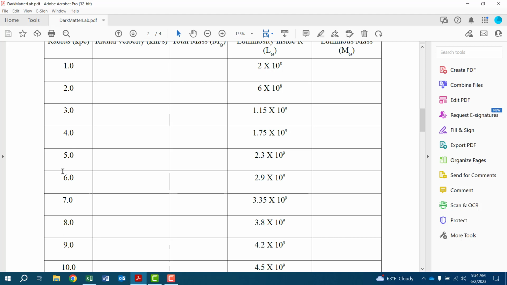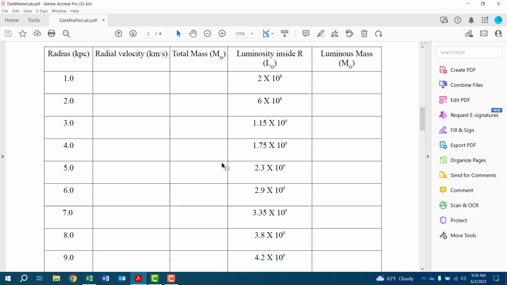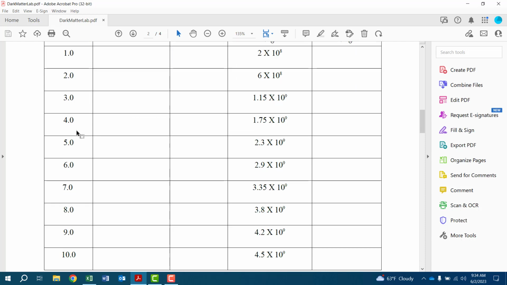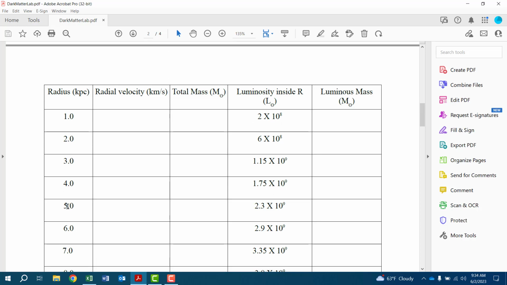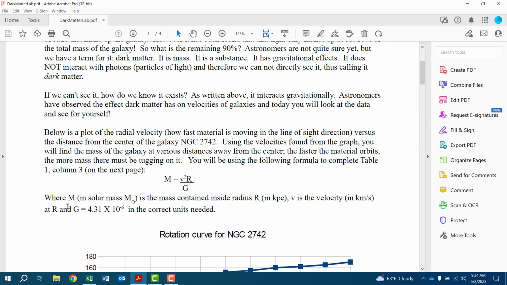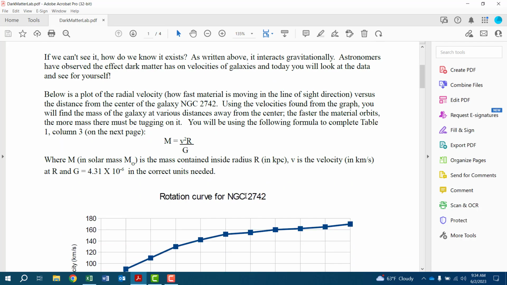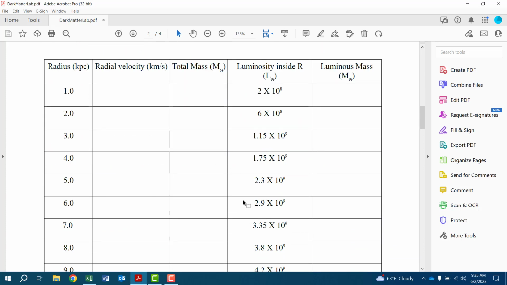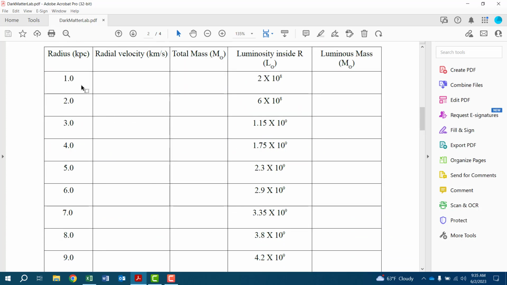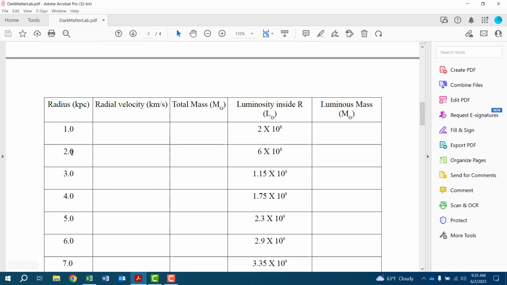We've got some data here that we need to plot. We're talking about the speed at which stars move around the centers of their galaxies. And we're given, for various distances from the center of the galaxy, I'll just talk about this individual galaxy, I forget the name of it, New General Catalog 2742. So we've got data points for stars all the way out to 10 kiloparsecs from the center of the galaxy.